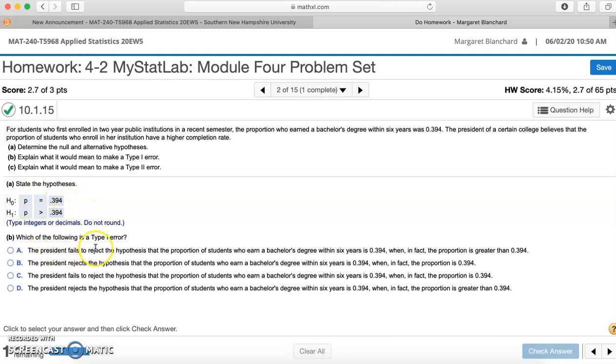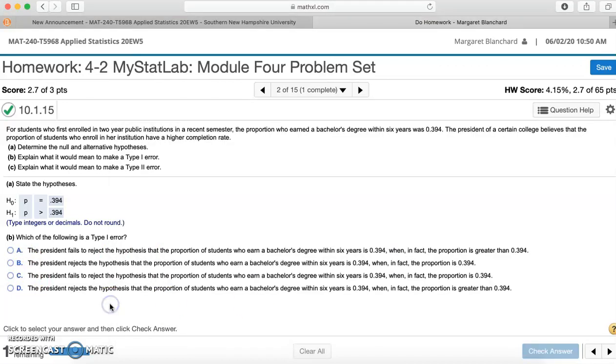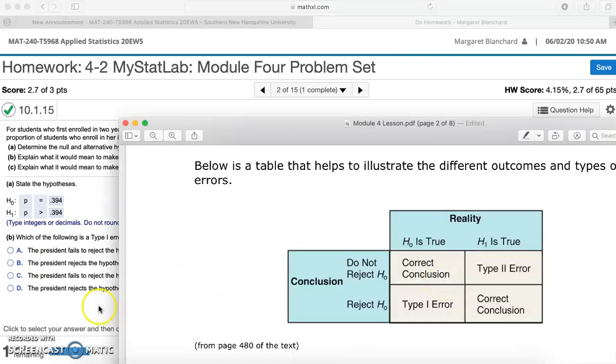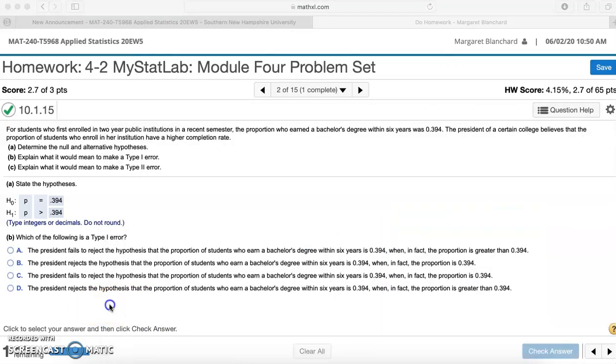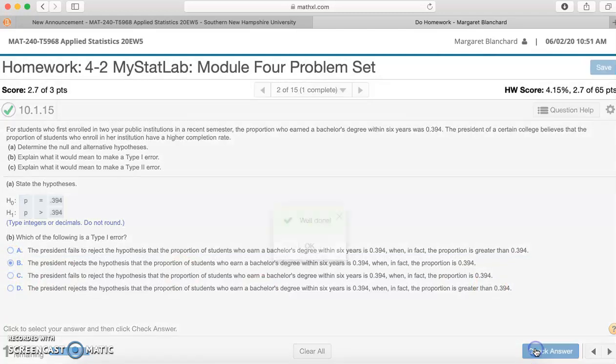So we have the president fails to reject. Well, we already know that's not it. The president rejects, fails, and rejects. So we know it's either going to be B or D. Again, we're rejecting that null hypothesis. So then in reality, that means the null hypothesis is true. So we have the president rejects the hypothesis when in fact the proportion is 0.394. The wording here is that the proportion is greater than. That greater than is the alternative. So what we're looking at is part B.